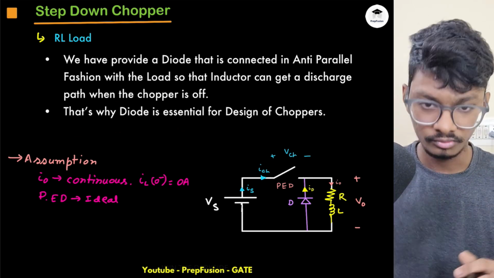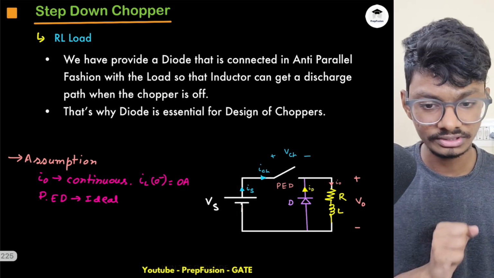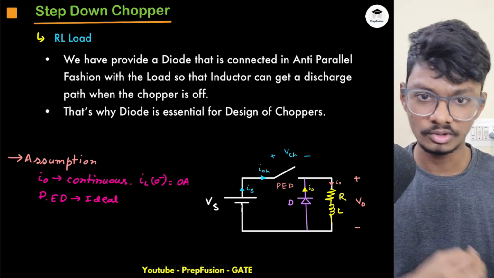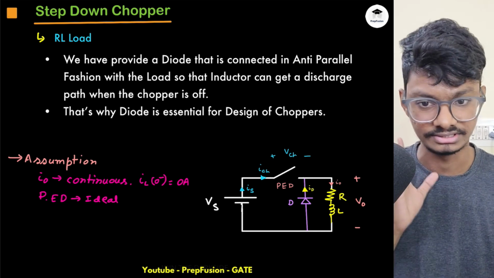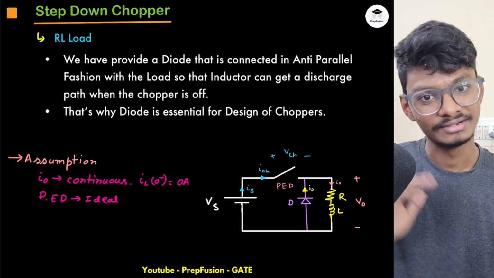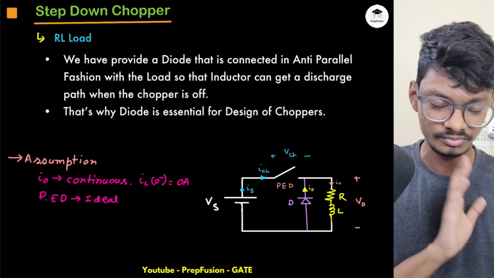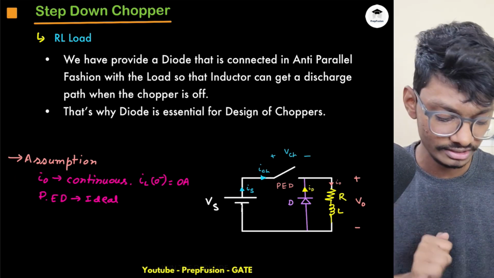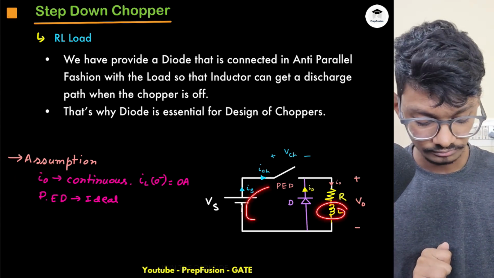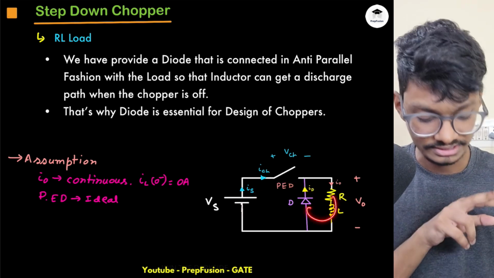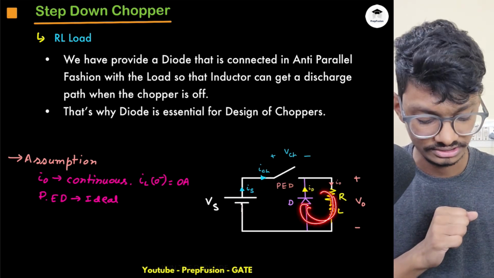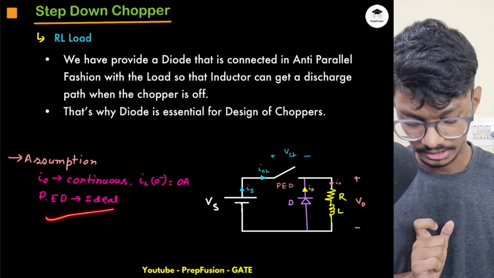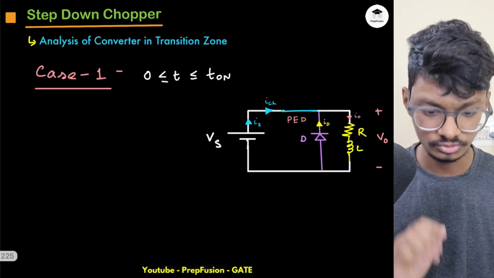While we analyze, the assumptions we take are just the same as for rectifiers. That's why I'm going very smooth and fast here, because all the basics have been cleared in rectifiers itself. The analysis part is easier actually because we have done the tough analysis, so this should be a cakewalk for you. The assumption is that IO is continuous. How is IO continuous? The amount the inductor gets charged, the discharge is very low, so it again comes back to its next current. And the power electronic device is ideal. So these two are the assumptions.